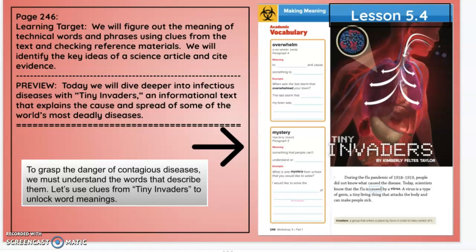All right, so today, I'll just jump to the preview since we just reviewed the learning target, but we will dive deeper into infectious diseases with Tiny Invaders, an informational text written by Kimberly Feltz Taylor, and this text explains the cause and spread of some of the world's most deadly diseases. So in order to understand the danger of contagious diseases, we must understand the words that describe them. So we're going to use clues from this text to unlock word meanings.